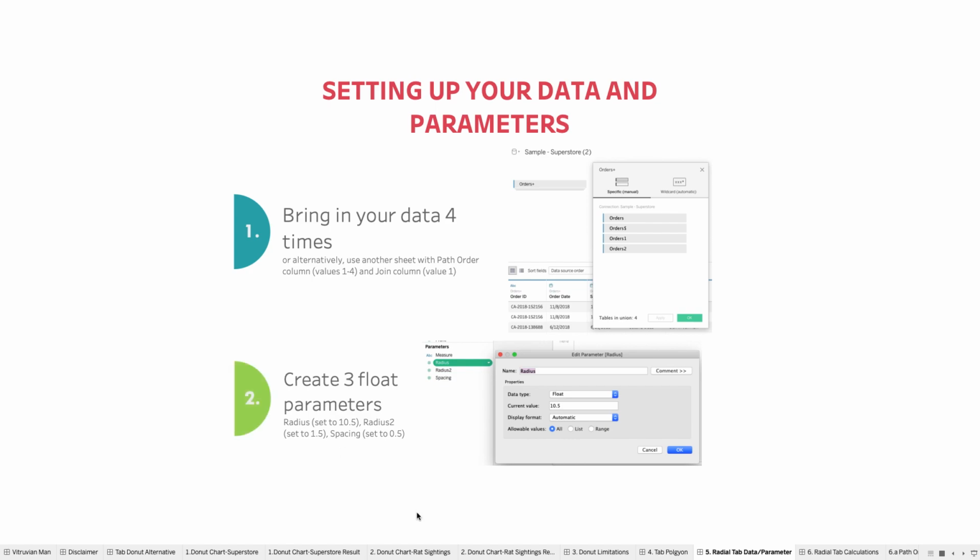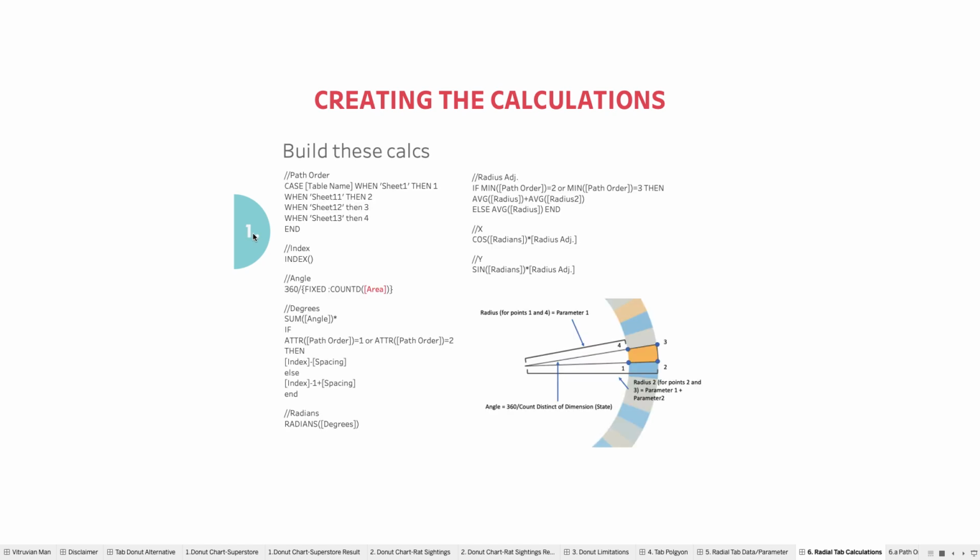And then we're going to create these 3 float parameters, as I just showed you: our radius 2, and our spacing. These are all the calculations. I'm going to show you all of them so you get a sense of how they actually work. One of the biggest things I hate is having calculations and being able to use them, but not really understanding how they're functioning. So I think it's important to understand. But these are all of them. And knowing this, you can build a ton of stuff, obviously, in Tableau.